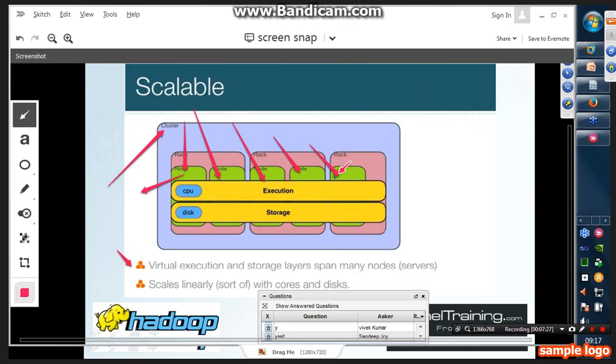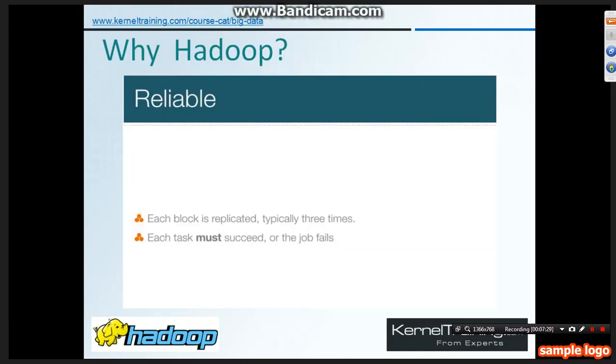Okay, guys, and each block is replicated 3 times. If you notice, whenever our file is split, the block is replicated 3 times, guys. Okay, and each task must succeed or the job fails. So later, when we run the MapReduce jobs, what will happen is on each of these replicas, first it will run on one replica, and so let's come back here.